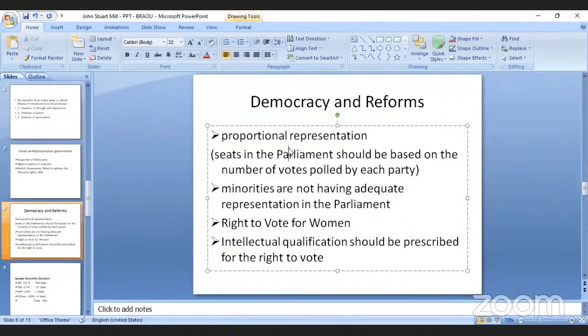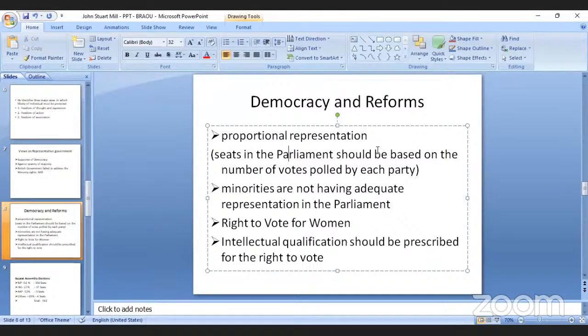So in his Representative Government, he is majorly focused on some reforms of the democracy. One of the most important recommendations is the proportional representation form of government. So what is proportional representative government?